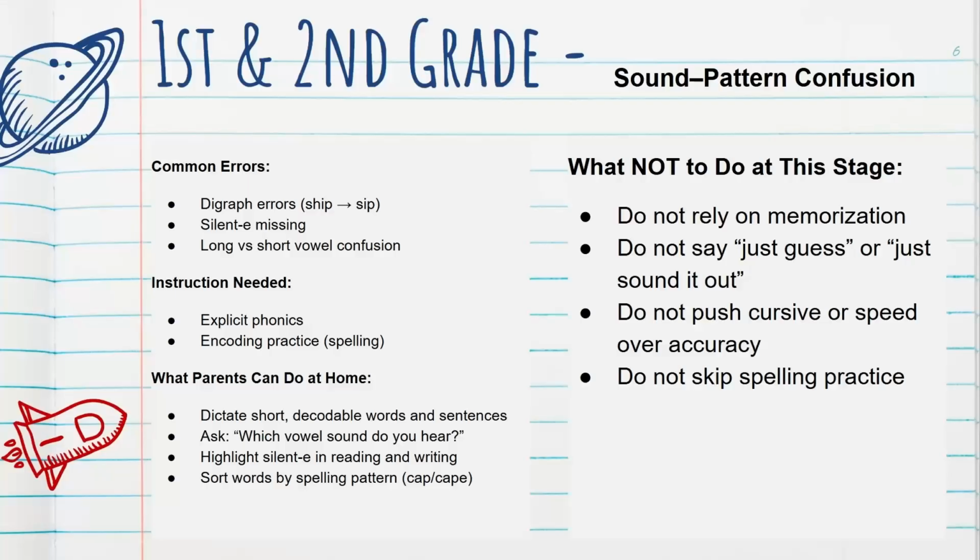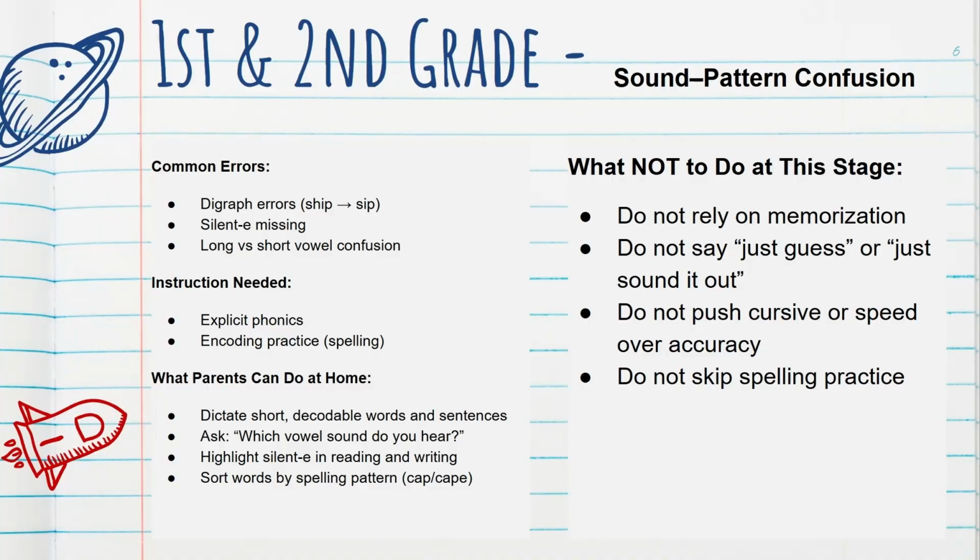All right, now let's go to first and second grade. So this is mostly sound pattern confusions that we see. So some common errors you're going to see are when they're learning digraphs, which are two letters that make one sound. So if they want to write the word ship, you need to make sure that they put the SH together.